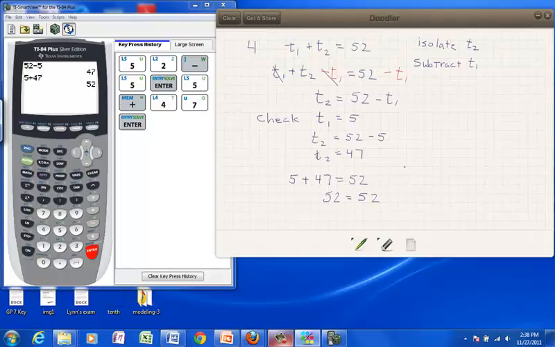So you have one more activity to work through, and that will be activity number 5 on page 217.